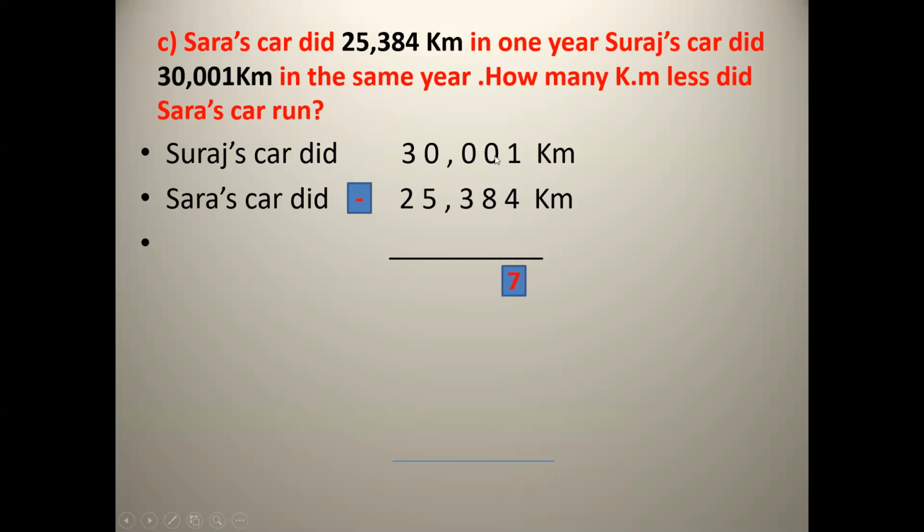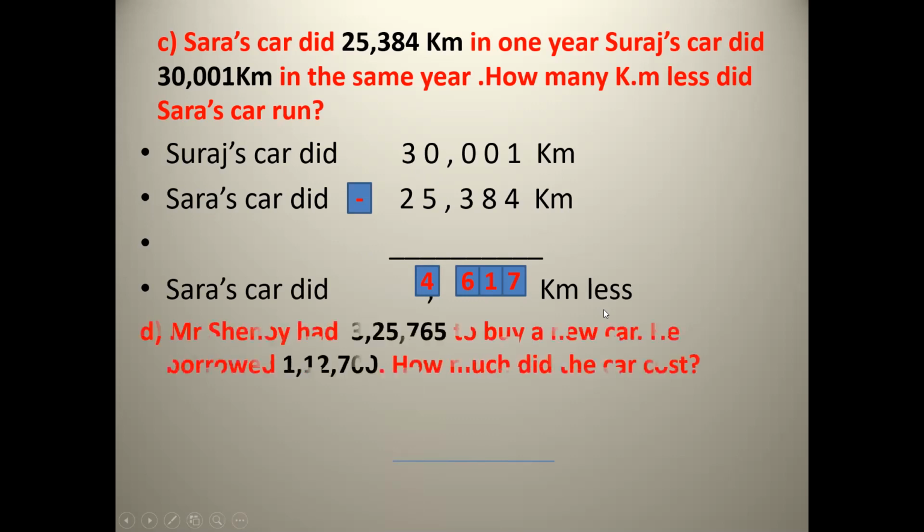Take away 8 from 9, it will be 1. 3 from 9, yes, it will be 6. 5 from 9, it will be 4. And here 2 minus 2, it is 0. Okay, so here Sarah's car did 4,617 kilometers less.